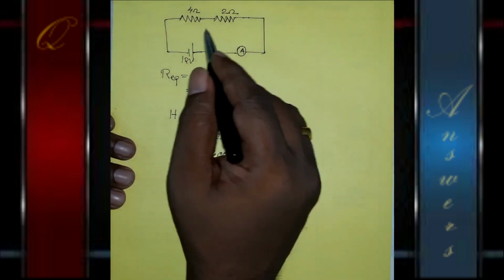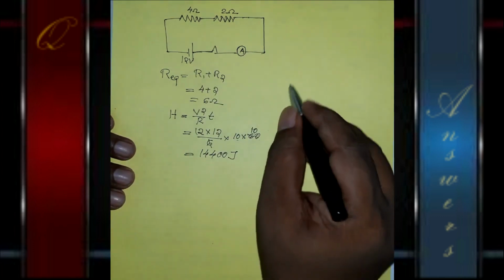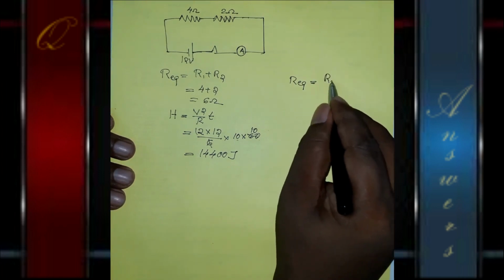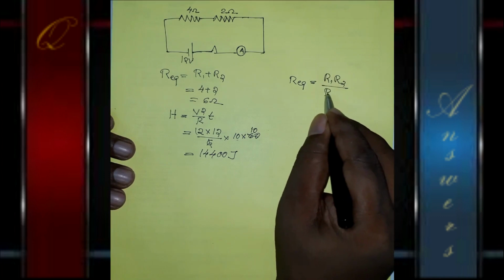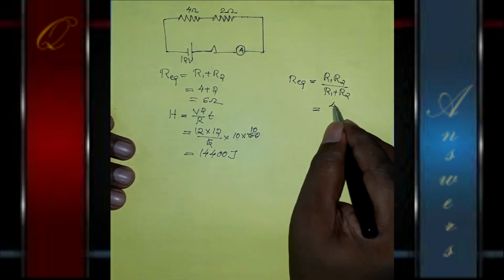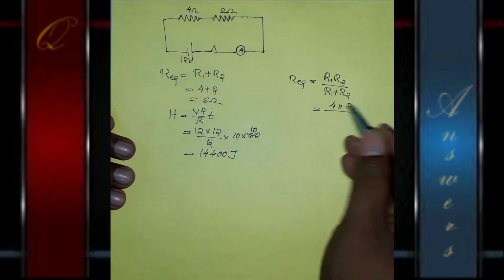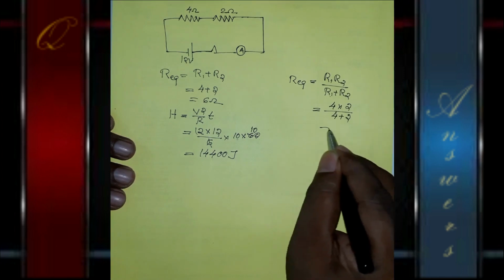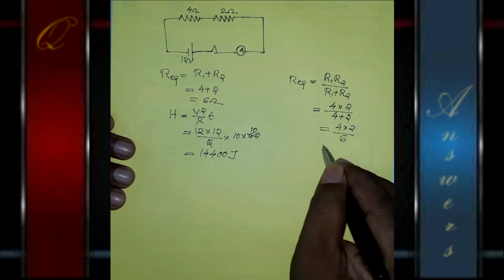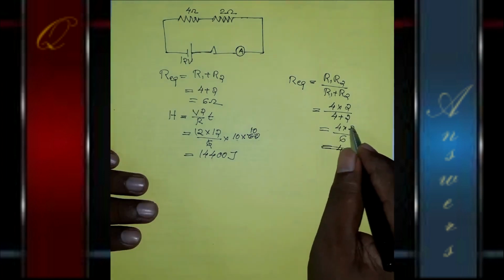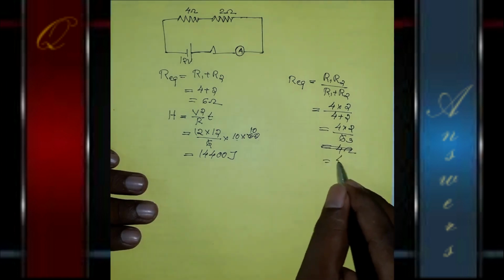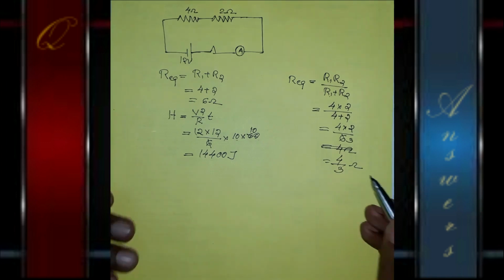Suppose these two resistors are connected in parallel. What is their equivalent resistance? R equivalent is equal to R1 R2 divided by R1 plus R2. This is the equivalent resistance. What is R1? R1 is 4 and R2 is 2, so 4 into 2 divided by 4 plus 2. That is equal to 4 into 2 divided by 6, which will be the equivalent resistance, 4 by 3 ohm.